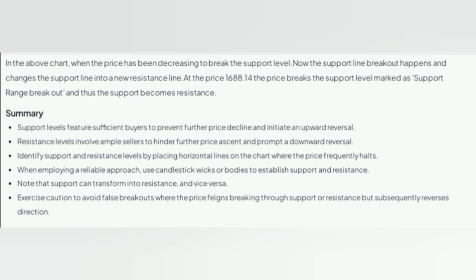Summary. Support levels feature sufficient buyers to prevent further price decline and initiate an upward reversal. Resistance levels involve ample sellers to hinder further price ascent and prompt a downward reversal. Identify support and resistance levels by placing horizontal lines on the chart where the price frequently halts. When employing a reliable approach, use candlestick wicks or bodies to establish support and resistance. Note that support can transform into resistance, and vice versa. Exercise caution to avoid false breakouts where the price feigns breaking through support or resistance but subsequently reverses direction.